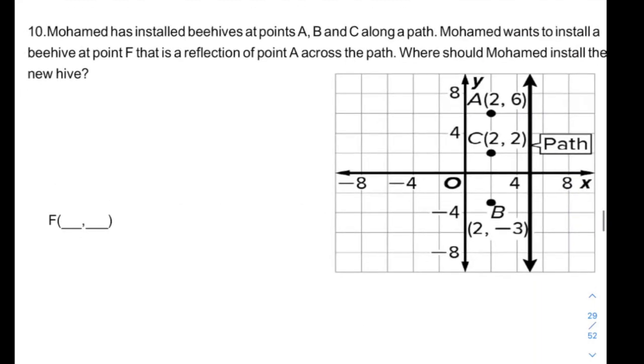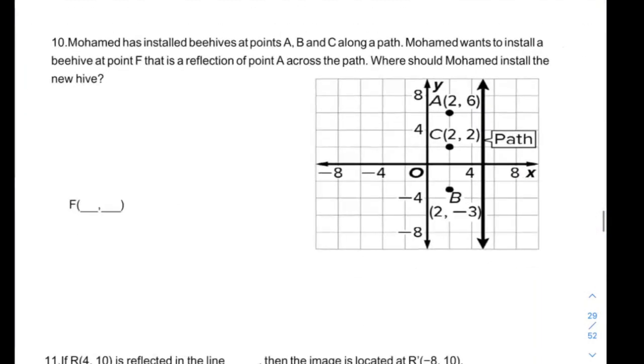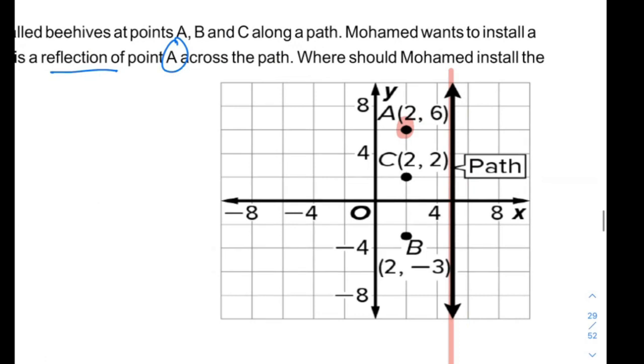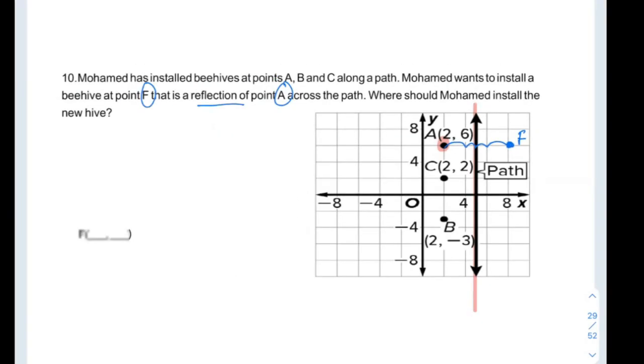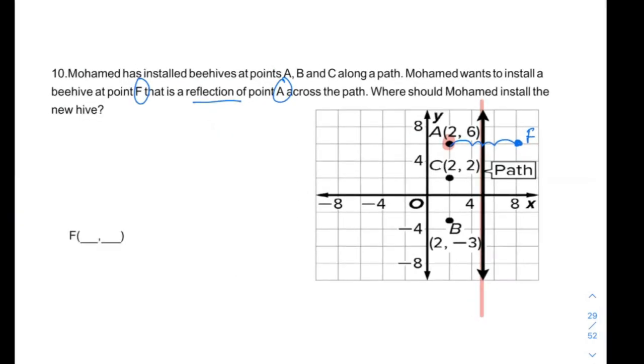Muhammad has installed beehives at points A, B, C along a path. Muhammad wants to install a beehive at point F. Where is F? F is the reflection of point A across the path. Where is A? This is A, and this is the path. If you reflect, simply you can count here 1.5. So from here half and 1, so it will be here. So this is your F, the reflection of A. And if you find the coordinate here, it will be (8, 6).